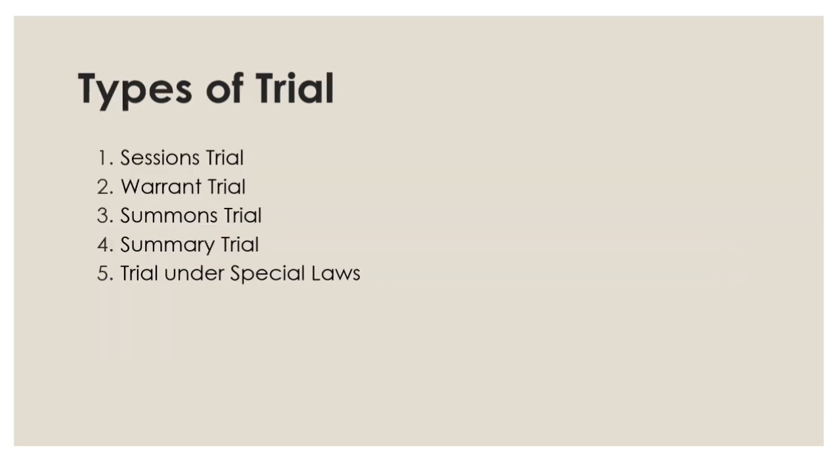Types of trials. In India, criminal trials are classified based on the seriousness of the offense and the court that tries them. Let's look at the main types of trials. The first one is the Sessions trial. Sessions trials are conducted by the Sessions Court for serious crimes like murder or rape. These trials deal with cases where the punishment may include life imprisonment or the death penalty. The trial is thorough and involves detailed examination of the evidence.